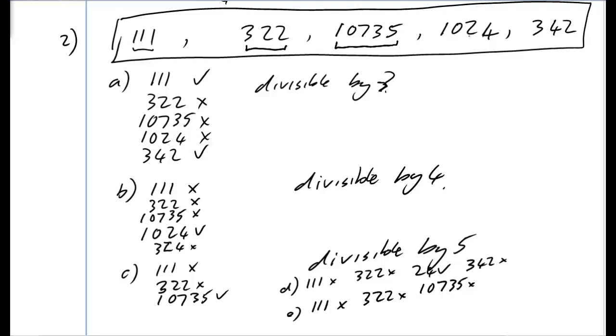1 plus 2 is 3, plus 4 is 7. Is 7 divisible by 9? No, it's not. So that number is not divisible by 9. What about this one? 3 plus 4 is 7, plus 2 is 9. 9, yes, 9 is divisible by 9, so therefore 342 is divisible by 9.